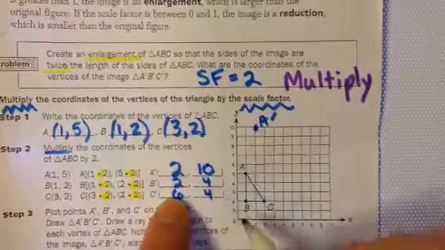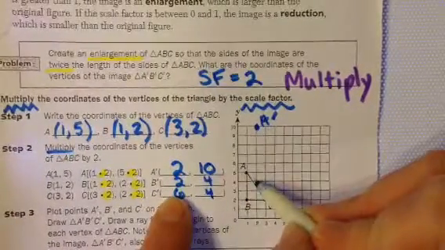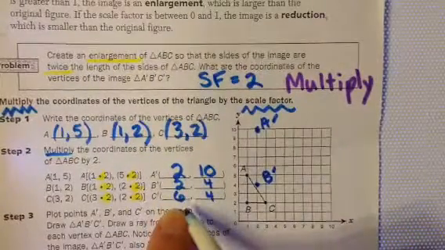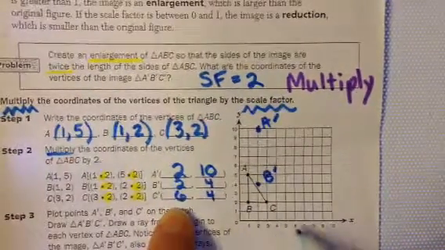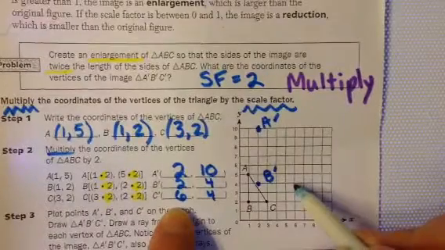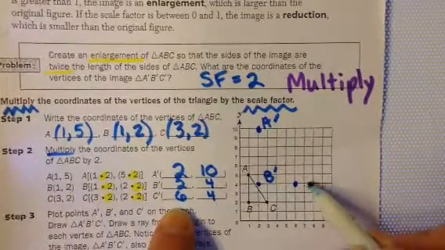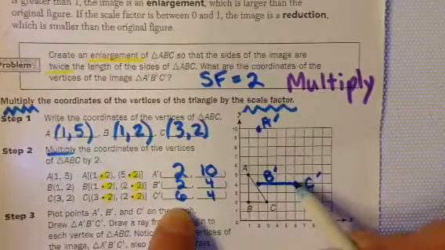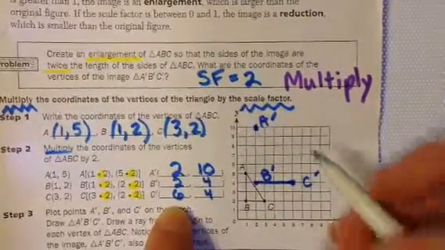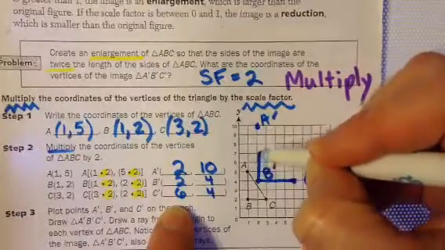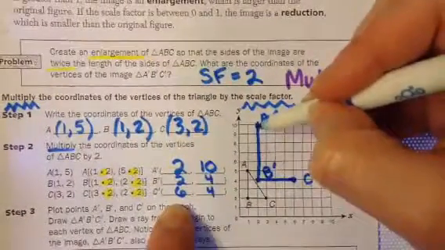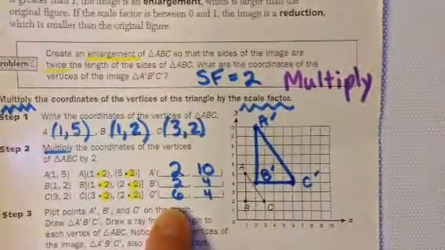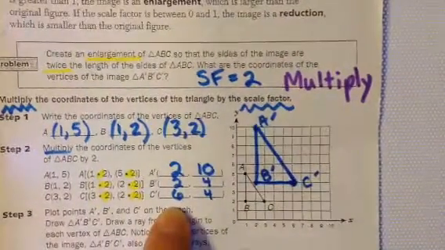Okay, B prime is at 2, 4. C prime is at 6, 4. Whenever y'all do problems, make sure you complete it and draw it so it looks done.